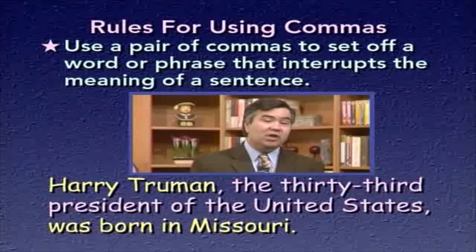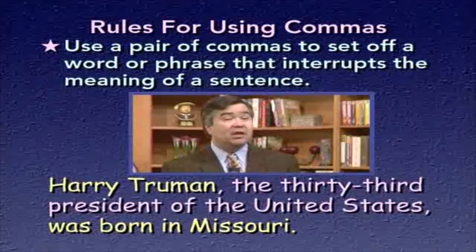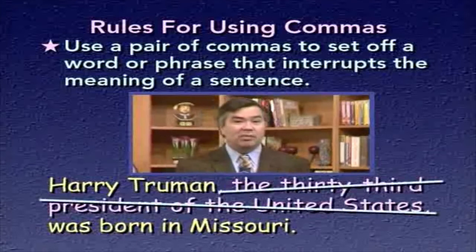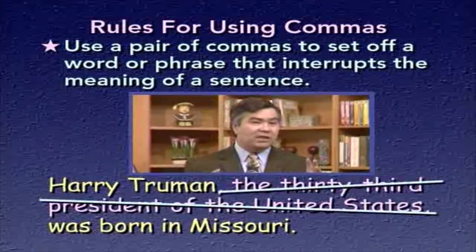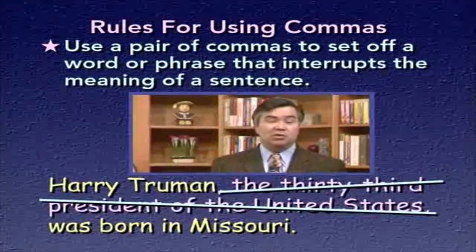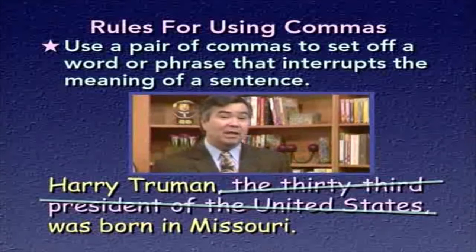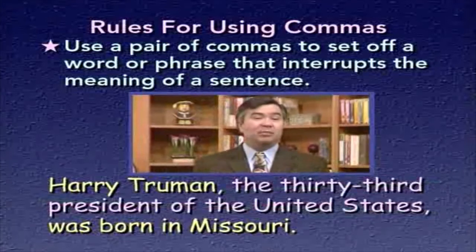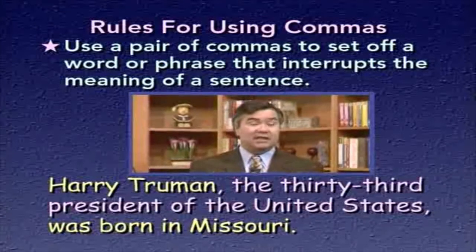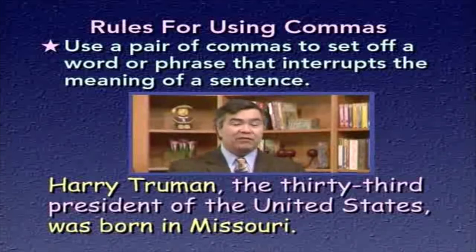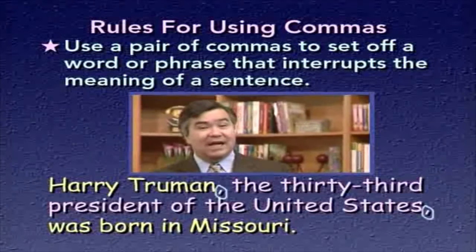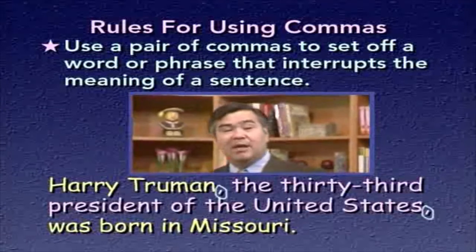We can tell this because if we eliminate those words altogether, what is left still makes sense and still has the same meaning. Harry Truman was born in Missouri. We understand exactly what's being said. This person, this man named Harry Truman, was born in Missouri. Those words that are added in the middle give a little more information and help to define a bit more about who Harry Truman was, but they're not strictly necessary, and they do interrupt the main flow of the sentence. Therefore, it's appropriate to set them off with commas, to have a comma before and a comma after that group of words.